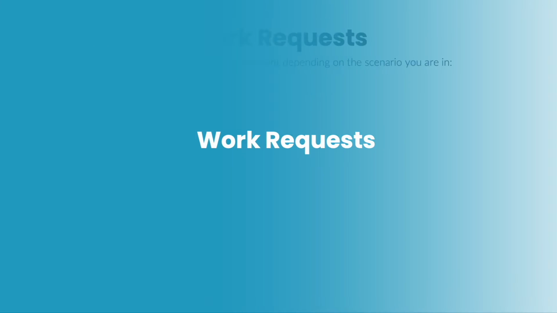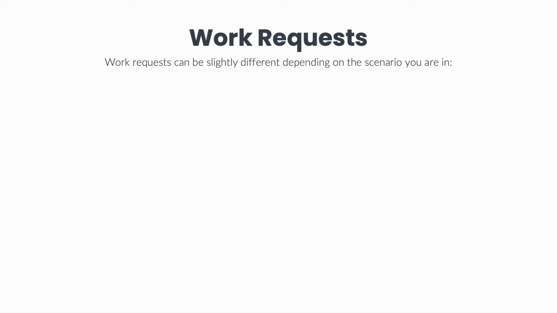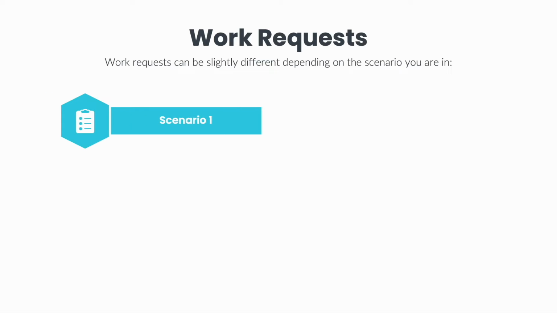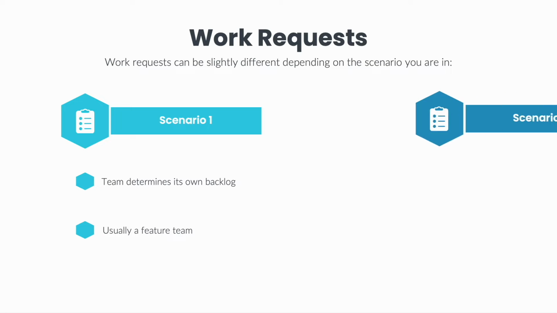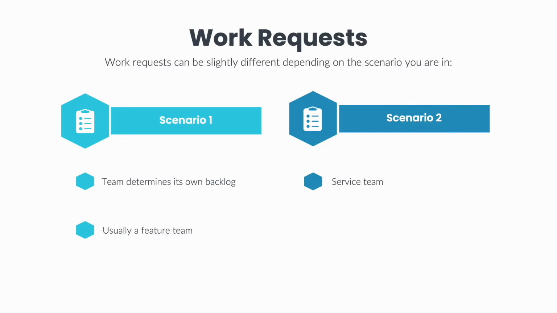Work requests. Work requests can be slightly different depending on the scenario you are in. One scenario can be where your team determines your own backlog if they are the ones leading the work for building a new product. This might be a feature team like our e-commerce team example for this class. Another scenario is a service team. This team's backlog can be determined by stakeholders from the entire enterprise or by other development teams they support.